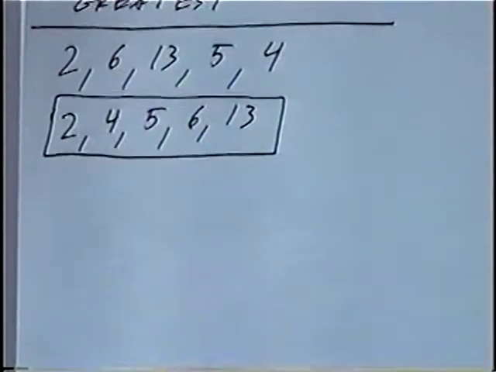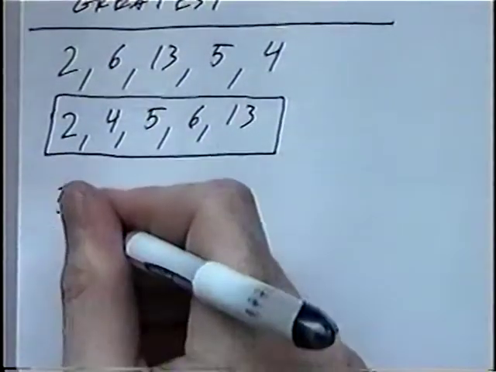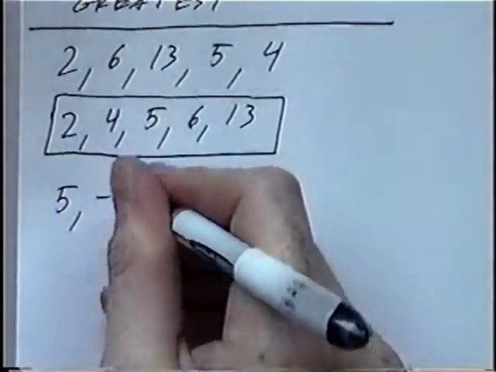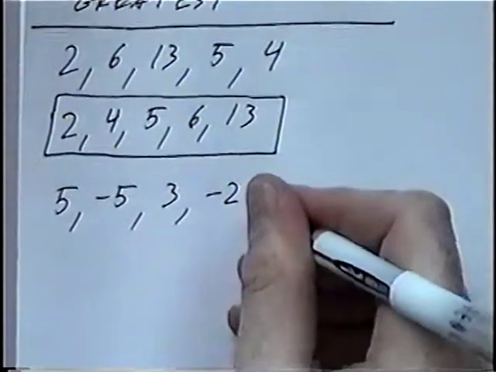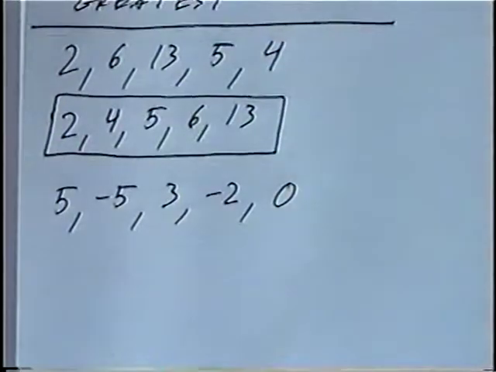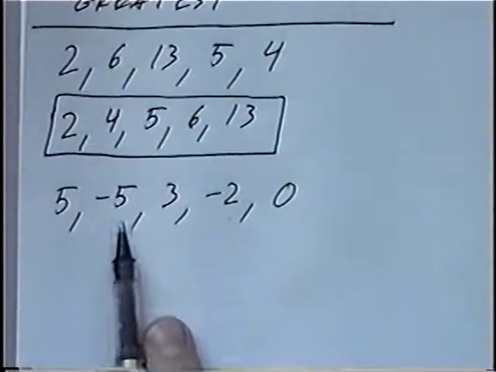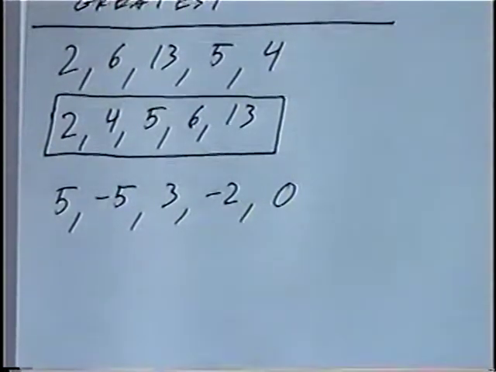Second question. Set of numbers are 5, -5, 3, -2, and 0. Again, we'll order from least to greatest. This time we have negative numbers, -5 and -2. Negative numbers are always smaller than any other number.